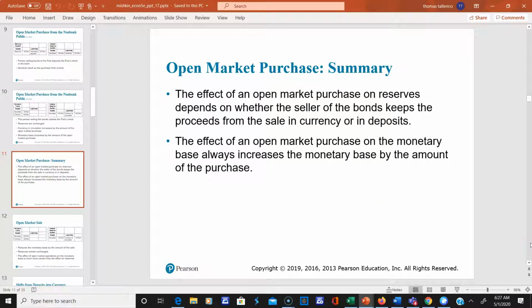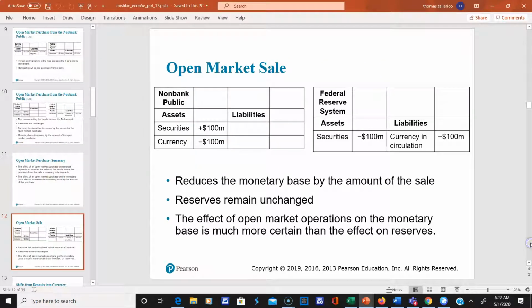Circulating in the economy. All right, so here's an open market sale again. Here's the security. Here's the currency, right? It was being sold. And here's the Federal Reserve System, their balance sheet. And the sale, an open market sale by the Fed, reduces the monetary base by the amount of the sale.